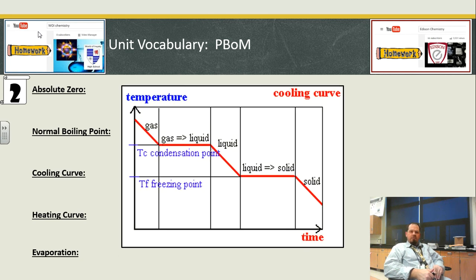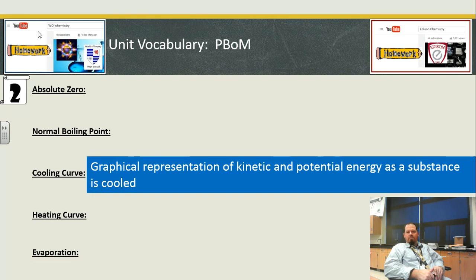Cooling curve. Here's a cooling curve. They will all look like this. You will learn how to draw them. You will learn how to label them. You will learn the points of a cooling curve. This is a graphical representation of kinetic and potential energy as a substance is cooled.